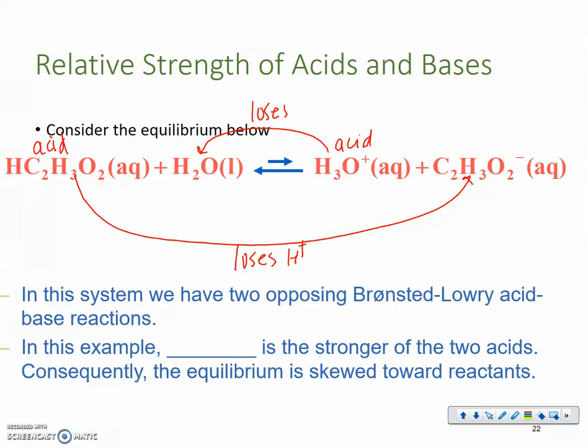However, one of them is stronger than the other. So in this case, because the H3O plus is a stronger acid, this reaction is more likely to happen. It's more likely to give up the H than your acetic acid. So that's why the reaction is skewed towards reactants. It's not equal. If one is very much stronger, then it's not in equilibrium at all. It's just going in that direction.